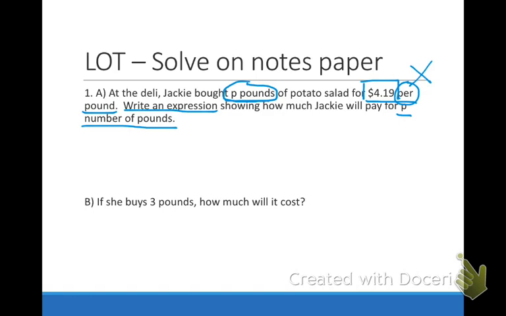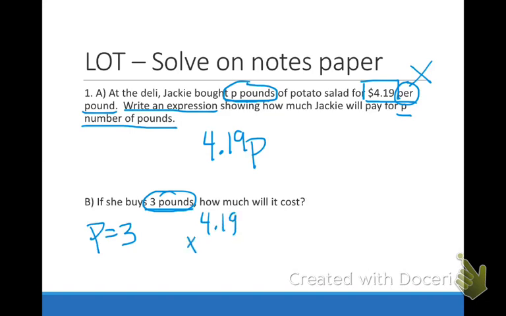So I believe that for this problem, my expression is $4.19 times the P number of pounds. So 4.19P is my expression. In part B, it's asking me if she buys 3 pounds, how much will it cost? So it wants me to substitute in P equals 3 and see how much money it will cost if Jackie buys 3 pounds.